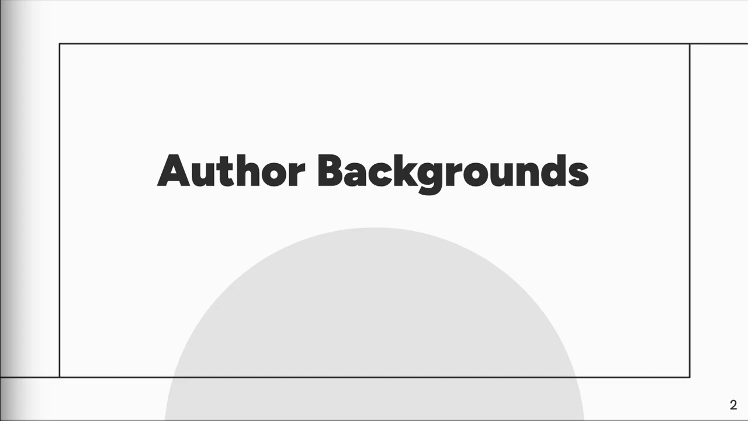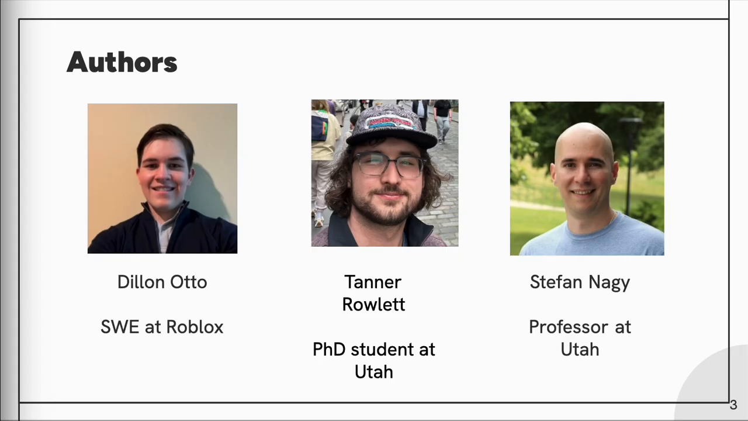Before getting into the paper, I want to first introduce the authors and their backgrounds to better understand who made this paper. Going through the authors, Dylan Otto is a software engineer at Roblox. He recently finished his undergraduate degree in computer science at the University of Utah, where this paper was the culmination of his undergraduate research. The next author is Tanner Roulette, and he is currently a PhD student at the University of Utah. They both worked in the Futures Research Lab under Stephen Nagy at the time of this work's publication. They were advised by him there.